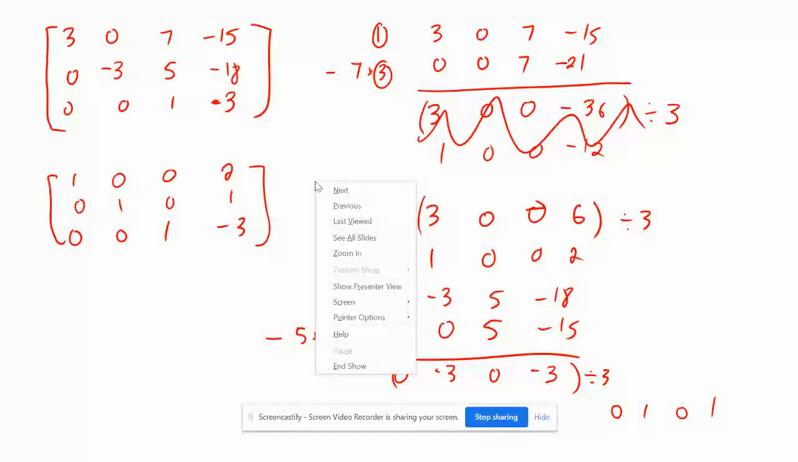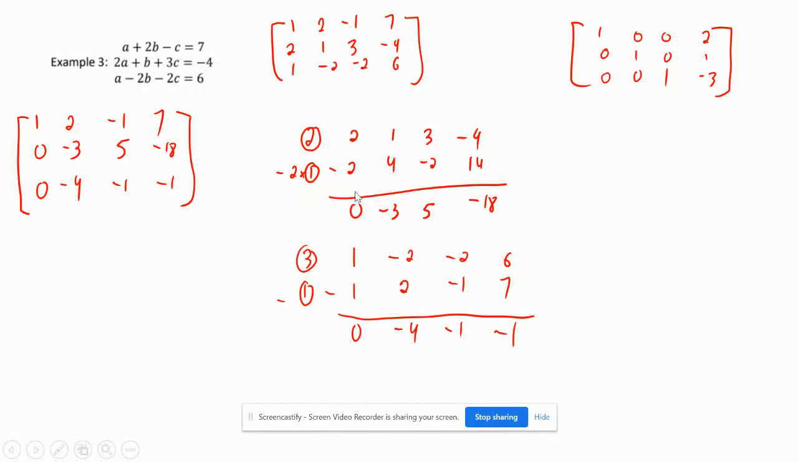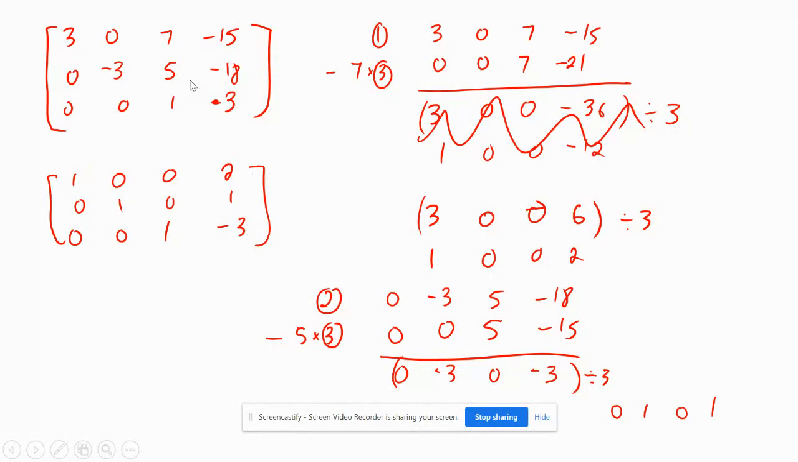So what were our variables again for this one? We had A, B, C. Same thing we're expecting over here. Perfect. So that means that A, B, C equals 2, 1, negative 3. And that is it. And that's how we solve these type of systems.